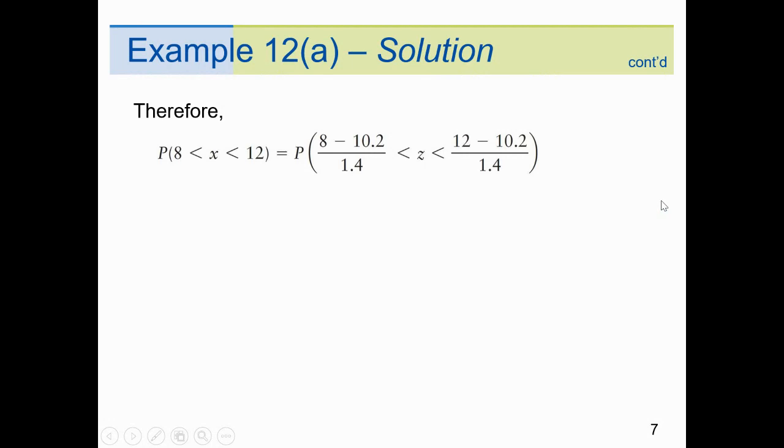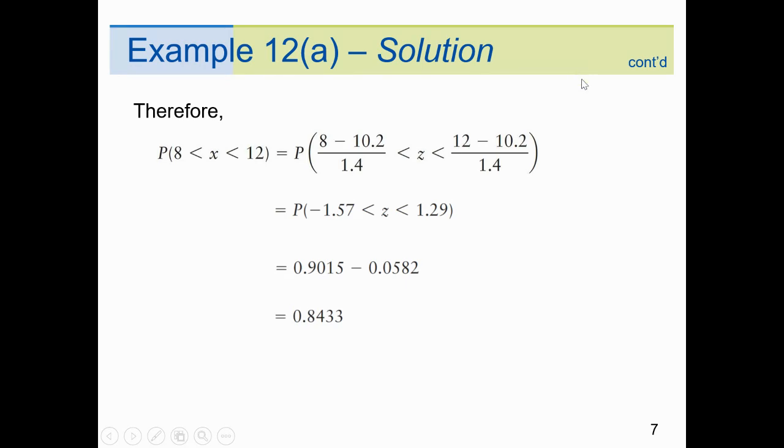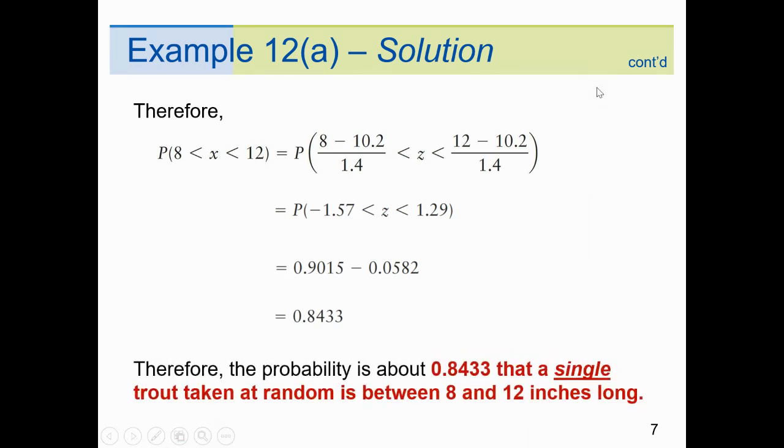All right, so we did this before. If we were doing it in pencil and paper, we'd have to find a z-score for 8 and a z-score for 12. He finds the z-scores, then goes to his table, finds the area associated with each z-score, subtracts the two, and finds the area in the middle. He comes up with 0.8433. Therefore, the probability that a single trout has a length between 8 and 12 inches is 0.8433.